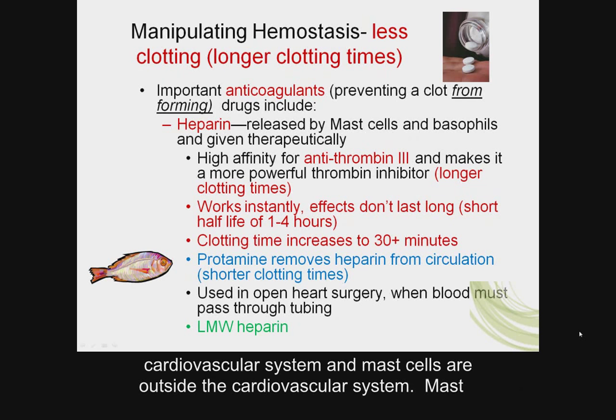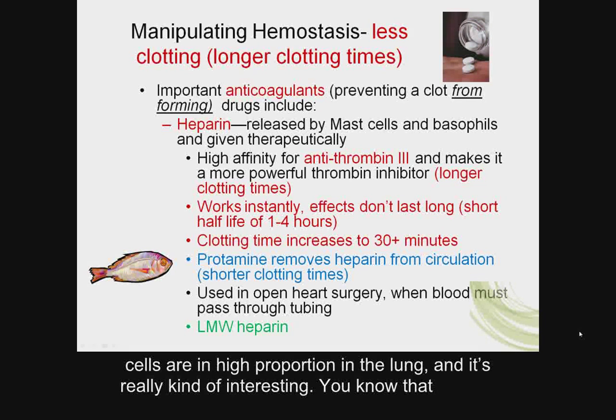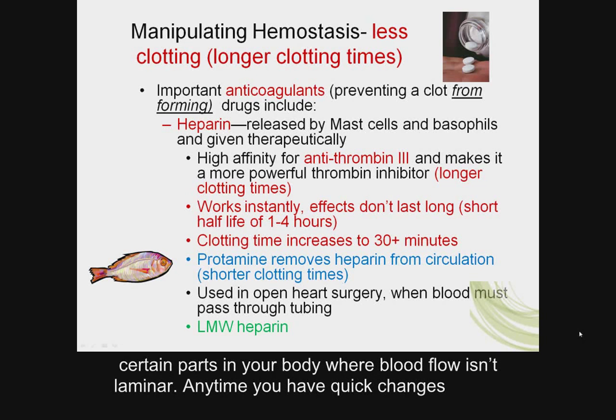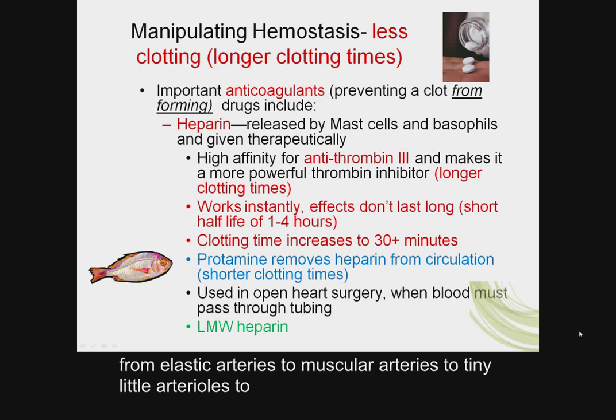Why is that important? Well, basophils are inside the cardiovascular system, and mast cells are outside the cardiovascular system. Mast cells are in high proportion in the lung, and it's really kind of interesting. You know that heparin helps antithrombin 3 be a more powerful anticoagulant.